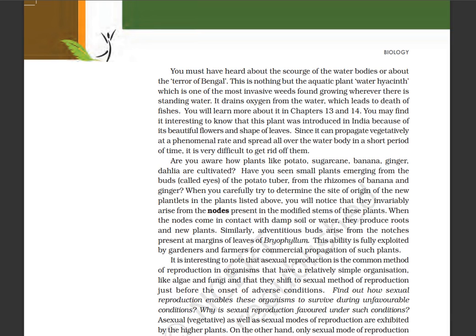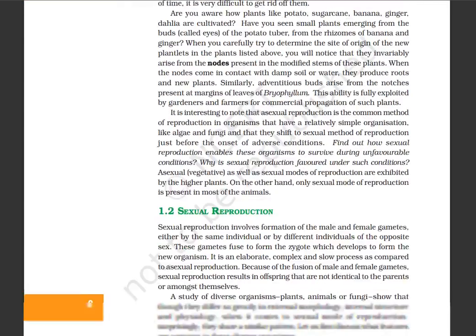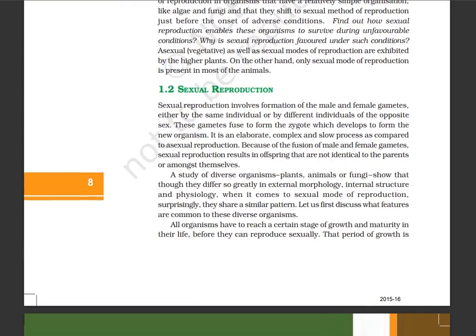Asexual, vegetative, as well as sexual modes of reproduction are exhibited by the higher plants. On the other hand, only the sexual mode of reproduction is present in most of the animals. Sexual reproduction.